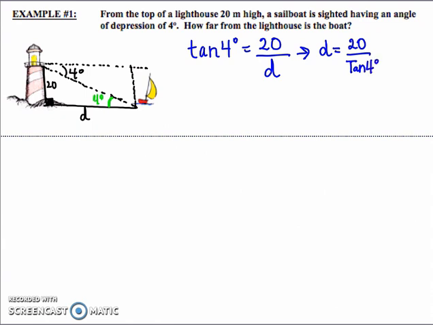Now you grab your calculator, make sure you are in degree mode, and we get the distance d is going to be equal to 286, and we have to think about units in our problem. The lighthouse was given as 20 meters high, so that means that our distance is going to be 286 meters away.